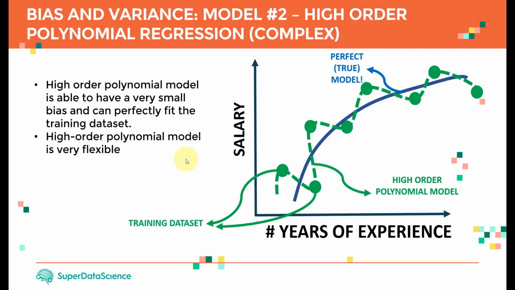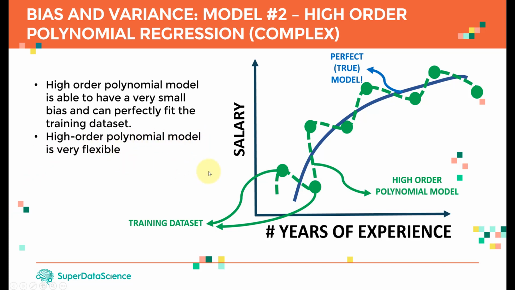So the high order polynomial model is able to have a very small bias and can perfectly fit the training data. As you can see, this is my new model, which is a polynomial model. And as you can see here, it has a very small bias, which means it's very flexible and was able to capture all the variations within the data, which is perfect. Okay, it actually looks perfect right now. I'm going to show you the limitations afterwards. And the high order polynomial model is very flexible, as I mentioned.